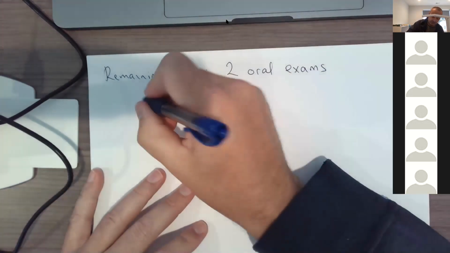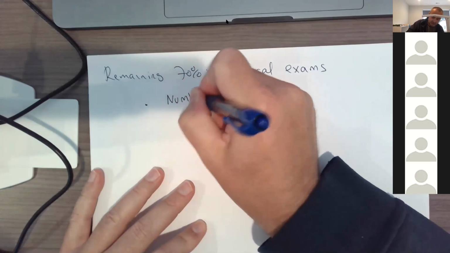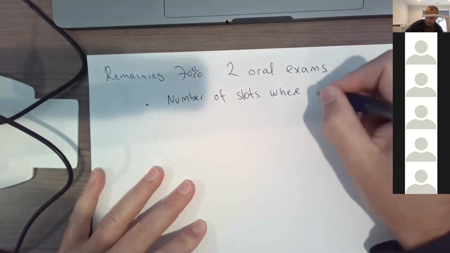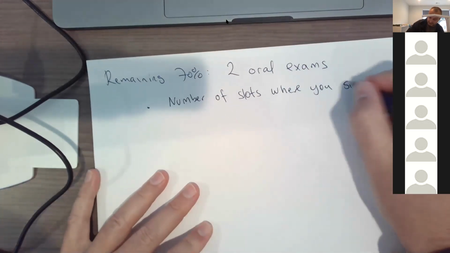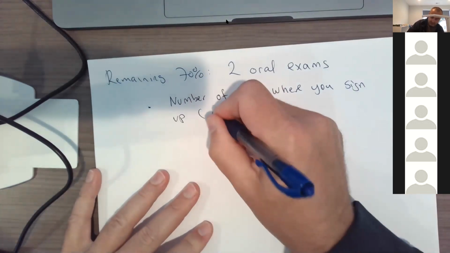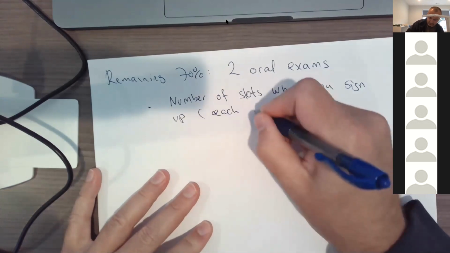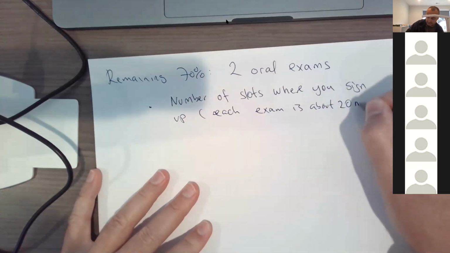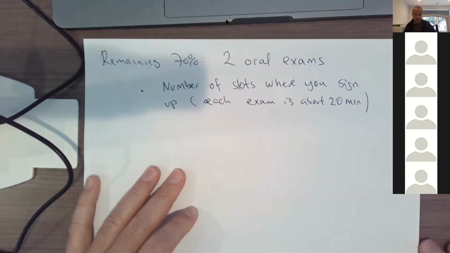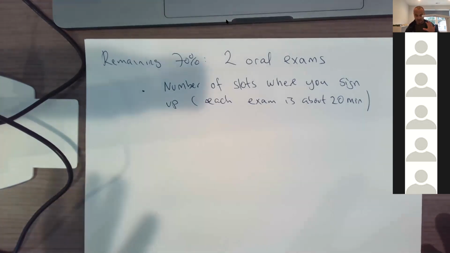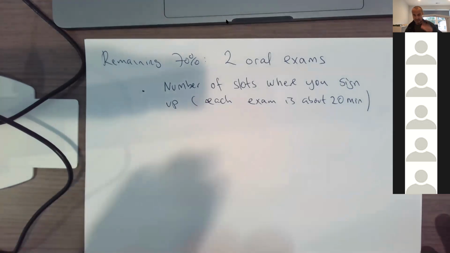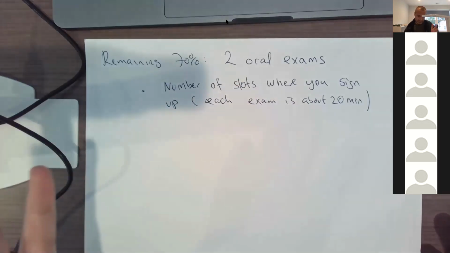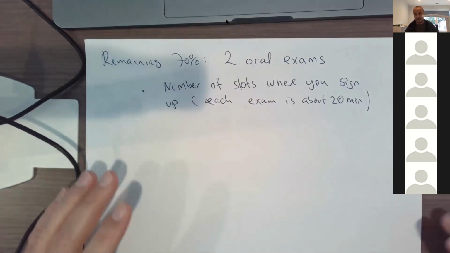There'll be a number of slots where you can sign up. Each exam is about 20 minutes. I'll make public a list of slots. I think I'll do them in batches of 2 to 3 hours, so this will be 5-7 students in a batch. We'll probably have 3-4 batches for a class of this size.